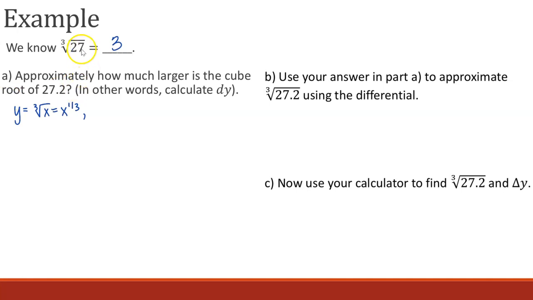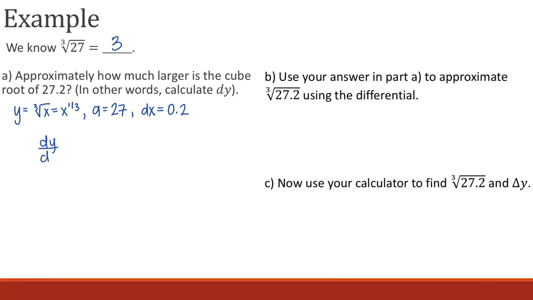The a value, the value that we can evaluate, is 27. So that's going to be the point of tangency. So a is going to be 27. And then that change in x is going to be positive 0.2. So we started with 27, and then we're making a small positive change to 27.2. So we call that our dx or our delta x. Those are interchangeable. So that's 0.2. So now that we have this information, let's calculate dy.